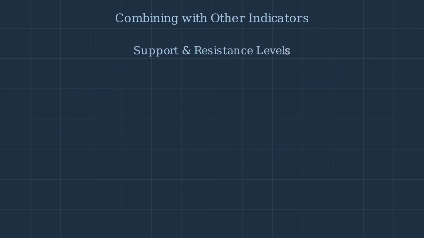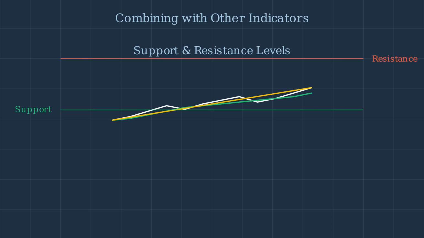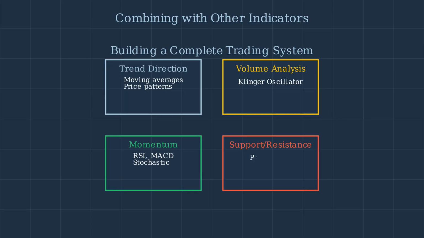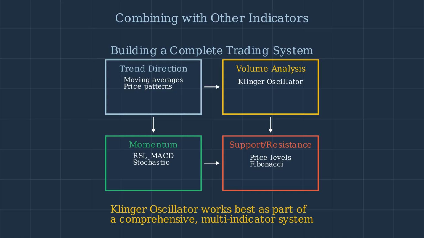Support and resistance levels provide context for entry and exit points based on Klinger signals. When Klinger signals align with key support or resistance levels, more reliable trading opportunities emerge. Using the Klinger oscillator as part of a comprehensive trading system, rather than in isolation, significantly improves its effectiveness. By combining trend analysis, momentum indicators, and support and resistance levels with the Klinger oscillator, traders can create a robust technical analysis framework.